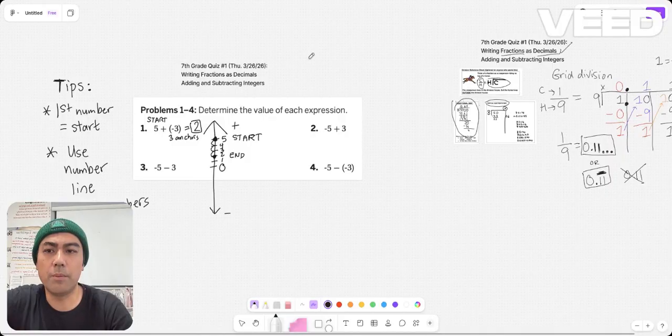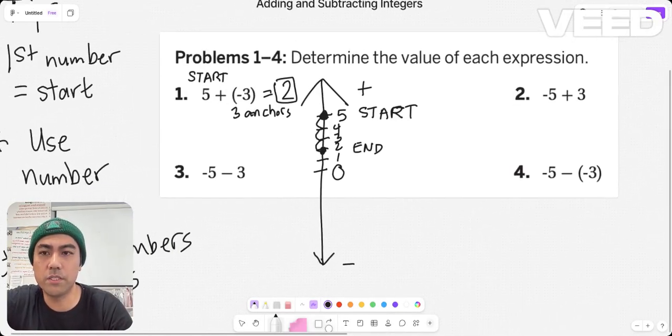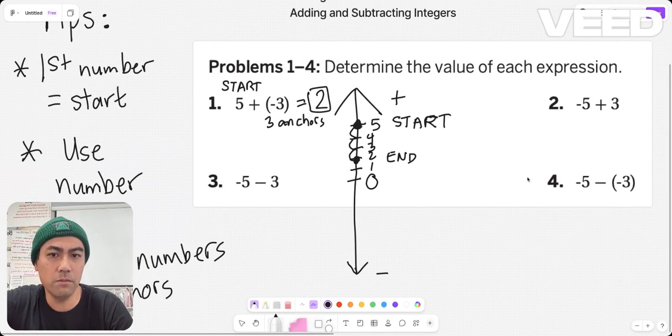Remember our tips here. I'll put my tips here. I'm sorry. I don't know if I can squeeze this all in. Can I move my video? Yes, I can. Okay. Step 1.